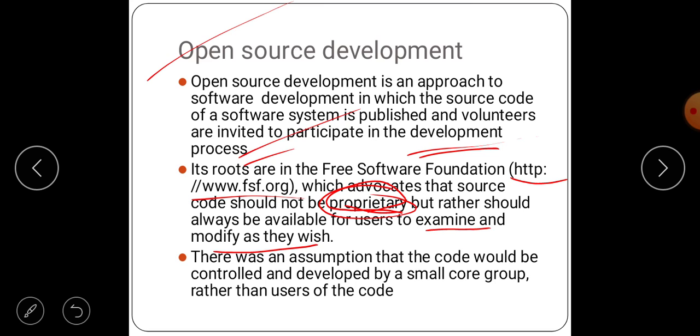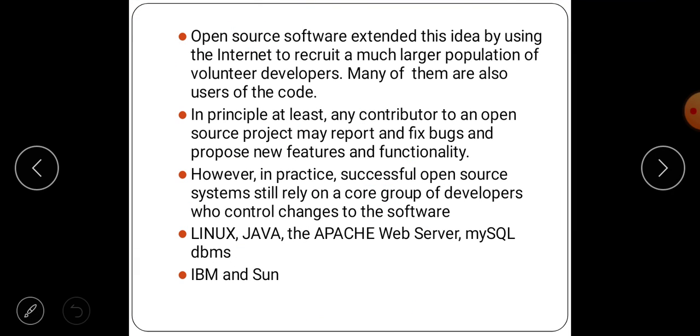There was an assumption that the code would be controlled and developed by a small core group rather than users of the code. Next, open source software extended this idea by using the internet to recruit a much larger population of volunteer developers. Many of them are also users of the code.